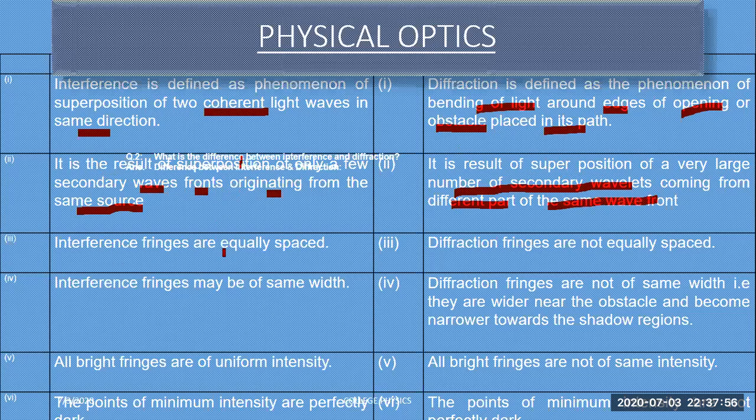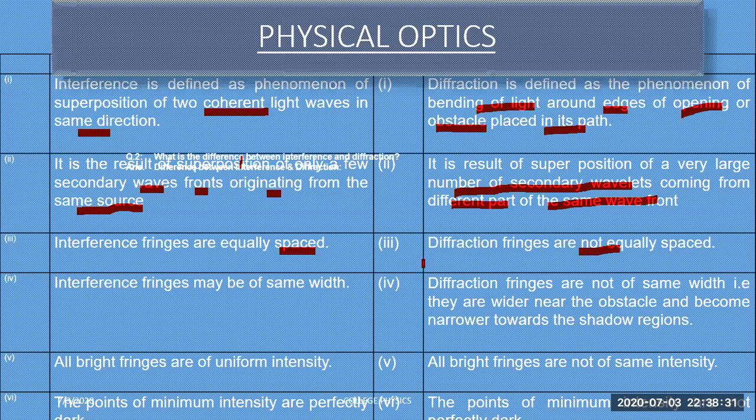So interference fringes are equally spaced. This is another important point for interference. In diffraction, the fringes are not equally spaced. This we saw during Young's double slit experiment. We calculated the spacing between dark to dark and bright to bright, and we saw that the spacing in each case was the same. So this was the important aspect of interference: fringes always have the same separation of space.